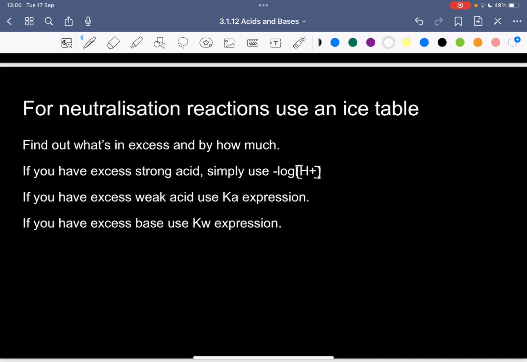If you have excess strong acid, you simply use minus log H+. If you have excess weak acid, you use the Ka expression. And if you have excess base, you use the Kw expression.